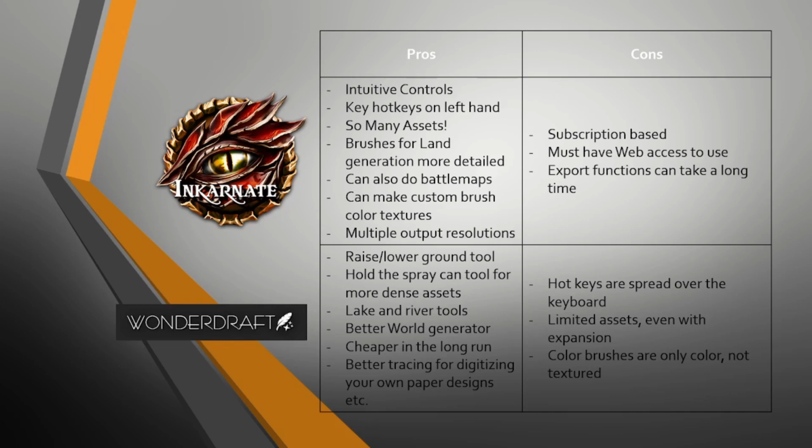And the last con I really got out was that the color brushes are only for color, not for textures. I've talked about that with Inkarnate. With Inkarnate, you can make the texture whatever you want. You can take a picture of grass outside and use it as a texture to make your grass in the map, whereas Wonderdraft only lets you use color. There's a way to use stamps, to use assets to make a texture. I looked at it, it's super finicky, but it does work.